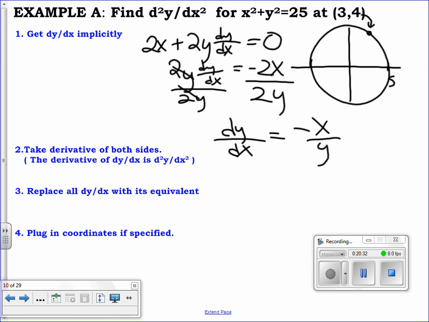If we take the derivative of the left side, what do we get? Good. That's how we write it. It's the second derivative, d squared y over dx squared. Just remember what the little squares get.